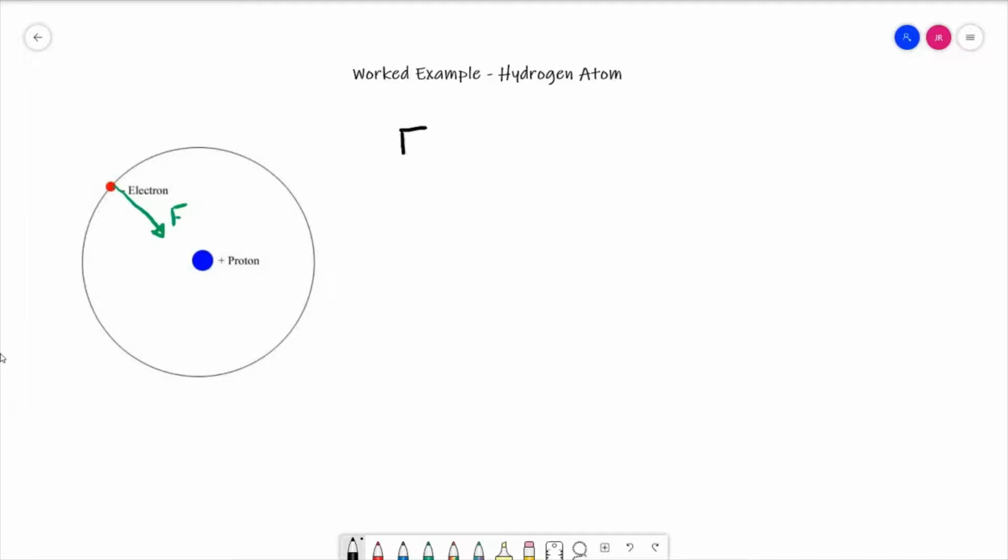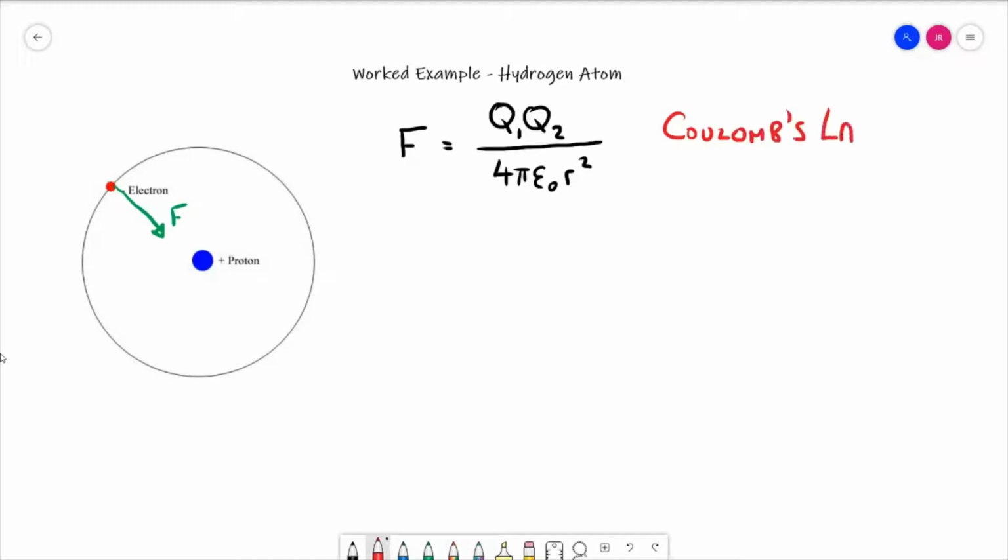We know from electric fields 1 that the equation for that force is Q1 Q2 over 4 pi epsilon naught r squared. That of course from electric fields 1 is Coulomb's law. Now we saw in electric fields 1 that Coulomb's law will apply whenever we have two charges. We could have two static charges.